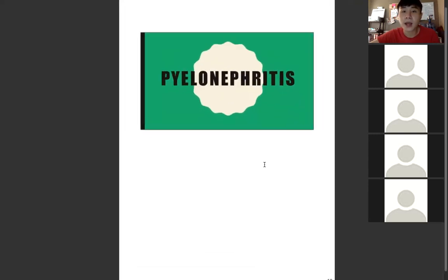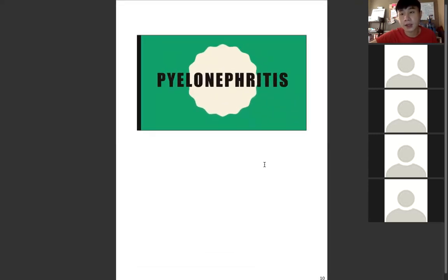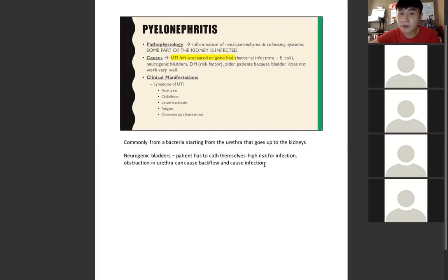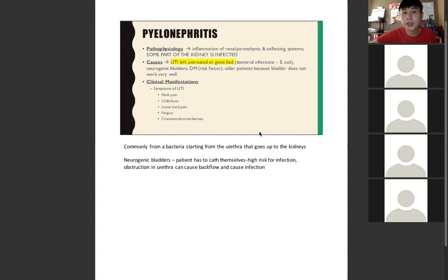All right, so pyelonephritis. This is an intrarenal injury. Like I said earlier, pyelonephritis is kind of like a UTI, so let's see what that really means. The pathophysiology includes inflammation of the renal parenchyma and collecting system. Some part of the kidney is infected.